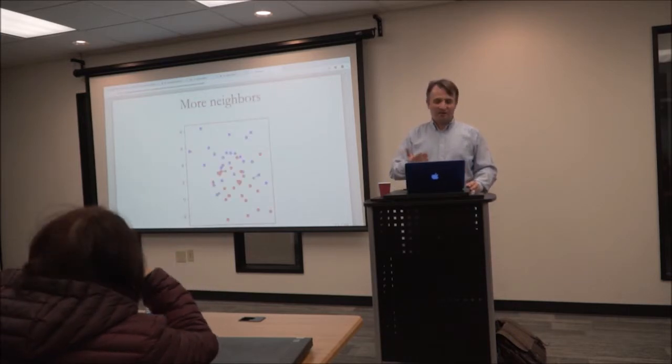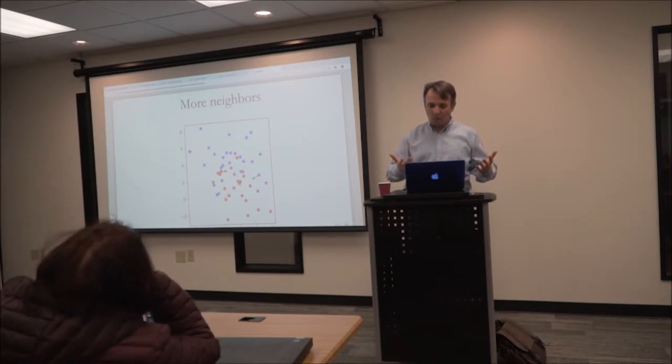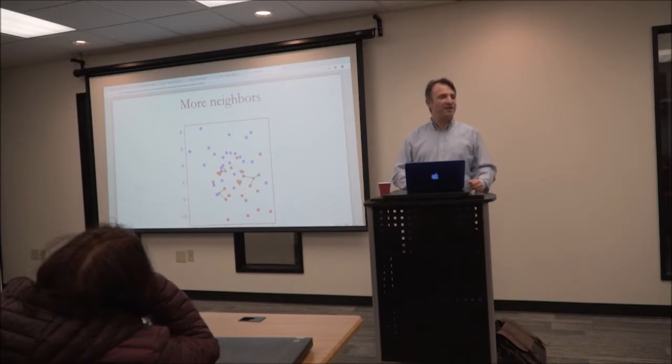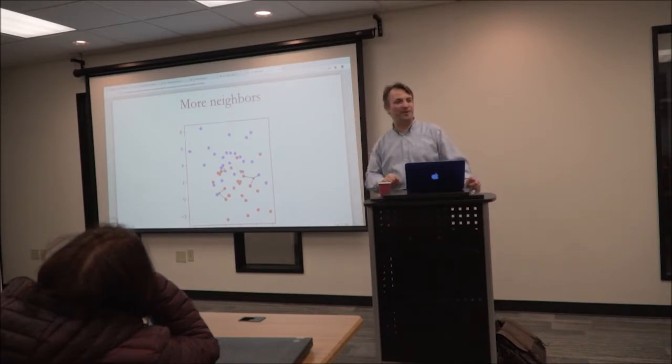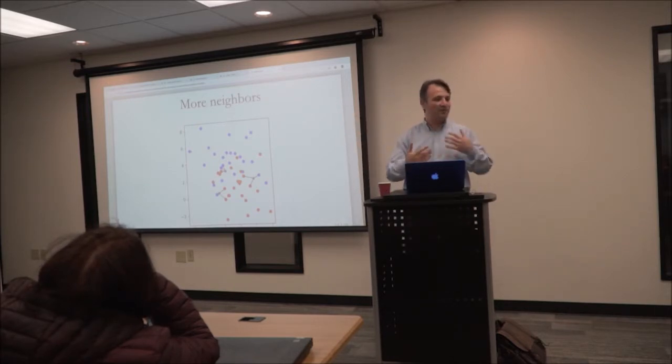Now this is a very simple algorithm. I'm using one neighbor. What if I use more neighbors? In this case, 3 neighbors. Now k equals 3. Now it became more complicated.